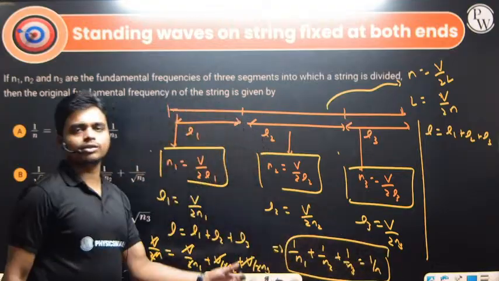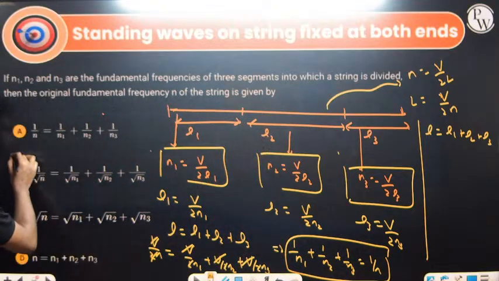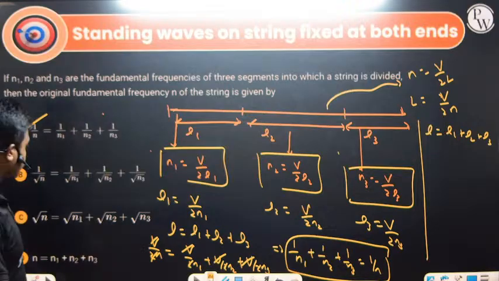The reciprocals of all the frequencies will be added like this. So the answer is option A: 1 by N1 plus 1 by N2 plus 1 by N3.